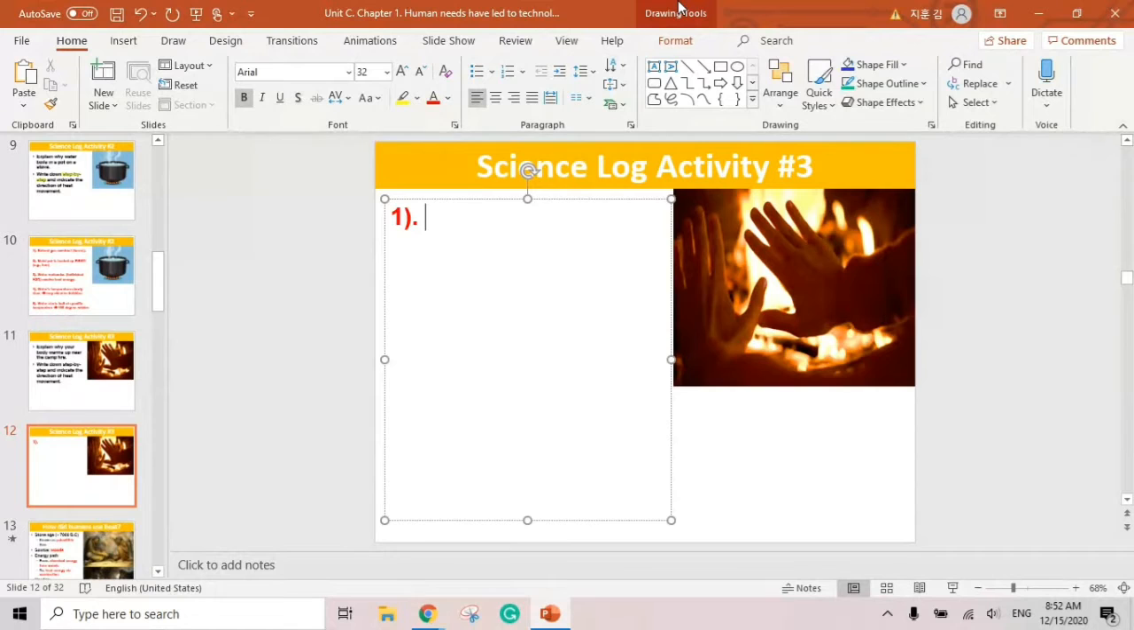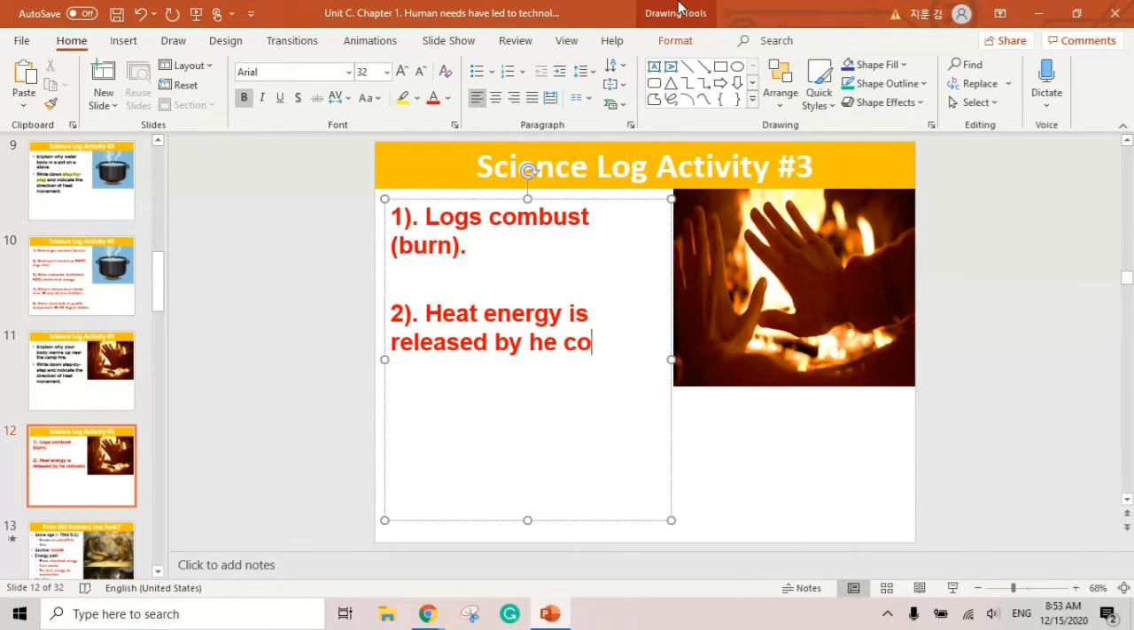The first thing that happens is logs combust. That means they burn. Then you have heat energy coming from fire. The first step, logs combust, and that means it's burning. While we have a burning going on, heat energy is released by the combustion. There you go. And number 3, heat energy.